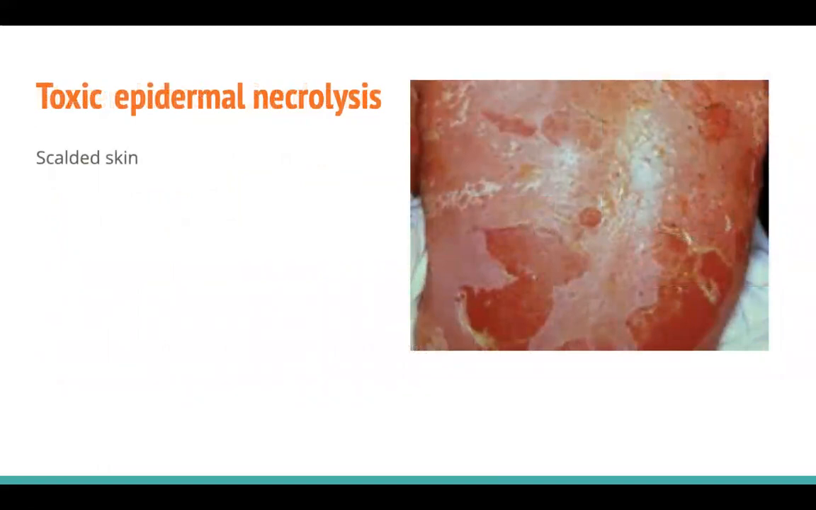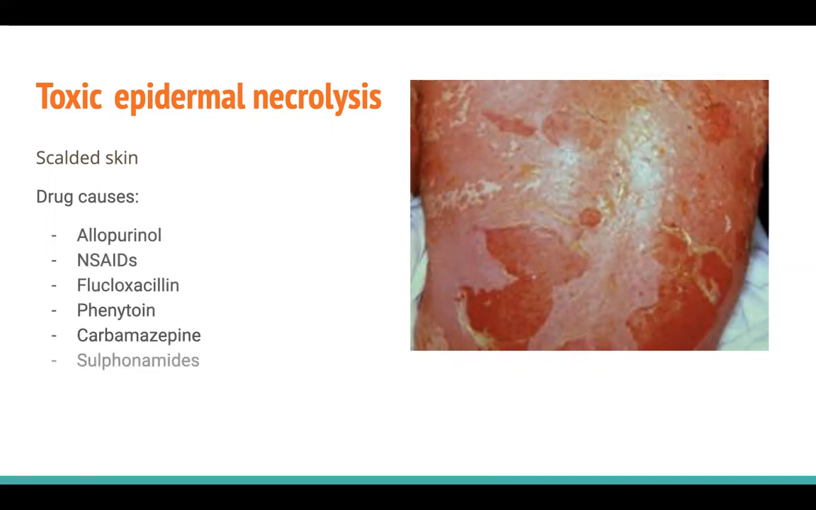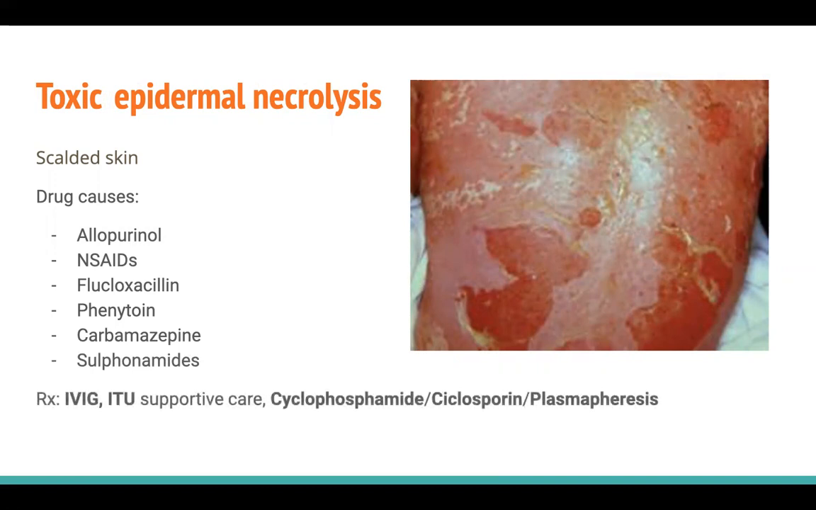Toxic epidermal necrolysis, however, can be more severe. So they'll have this scalded skin appearance. They've also got something called Nikolsky sign, which is putting very mild lateral pressure on the skin can cause epidermal separation here. And the list of drugs that cause TEN is very similar to SJS. The treatment, however, is a bit more intense. So again, you want to give them IV fluid supportive care, but often these patients need to go to ITU. They'll be on a cocktail of immunosuppressants from cyclophosphamide, plasmapheresis, and IVIG.